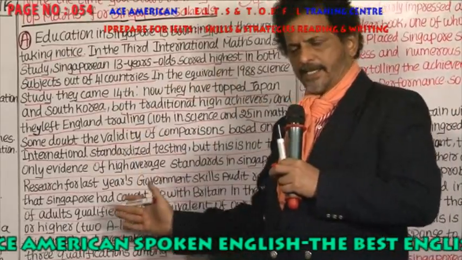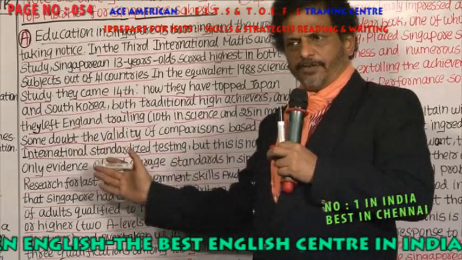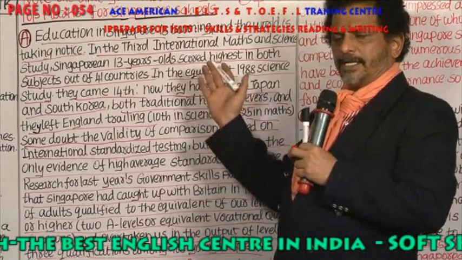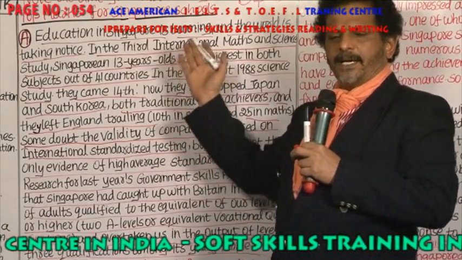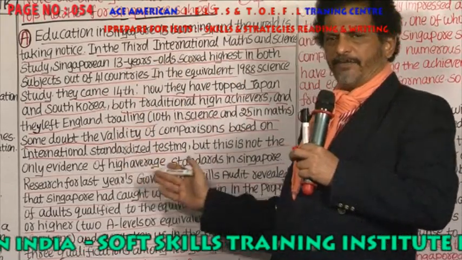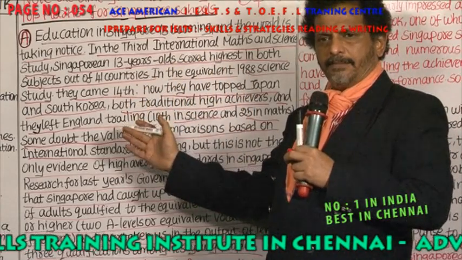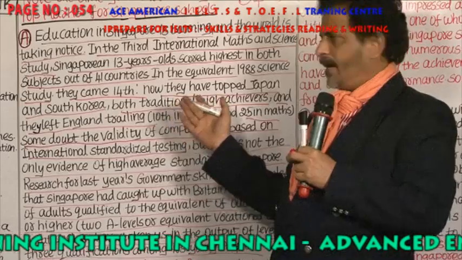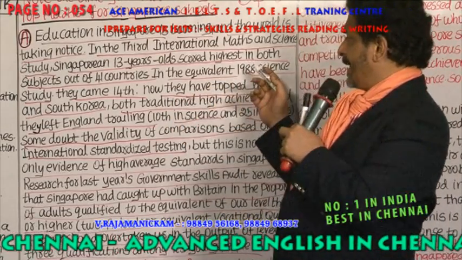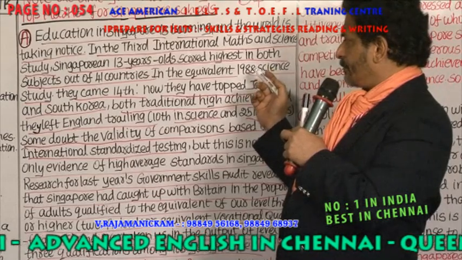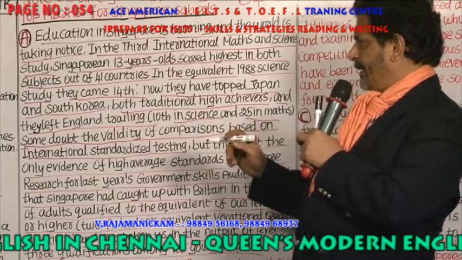That's what the writer says. He also says there was an international competition where 49 countries took part for 13 years and below age group for mathematics and science. Amongst that competition, Singaporeans came first, and Britain and England came 10th in science and 25th in mathematics.